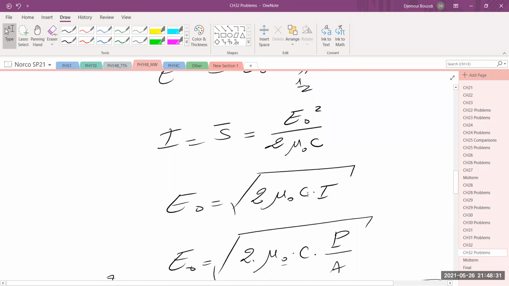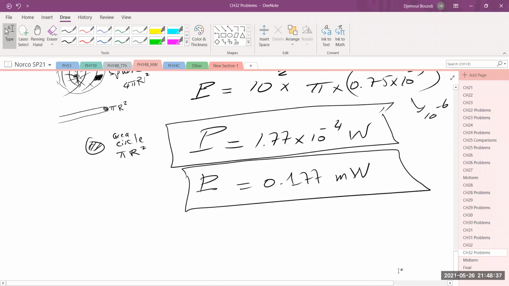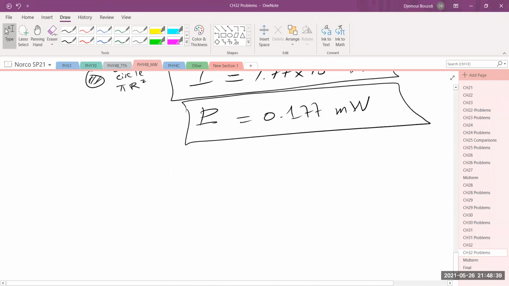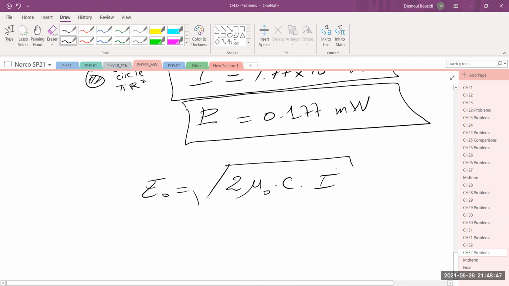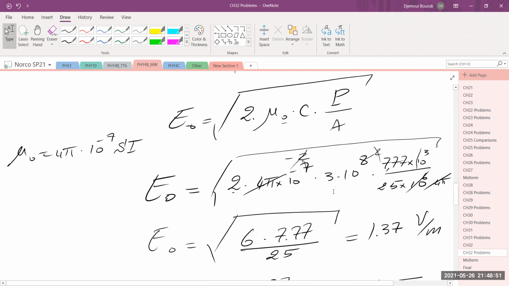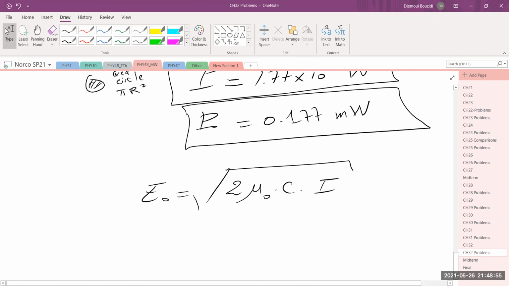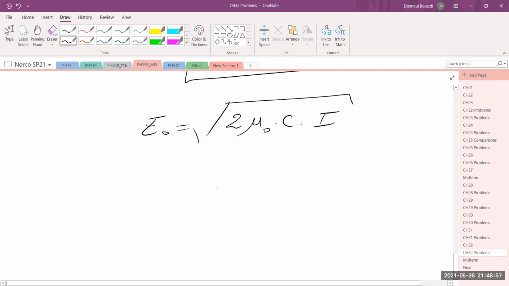c is 3 times 10 to the power 8, and mu naught is just 4 pi times 10 to the negative 7. From here, we're going to find the electric field, E naught, to be the square root of 2 times mu naught times c times I. We have everything for this problem now. Because we already started with I, let me remind you, I is the average Poynting vector. So all I have to do now is plug in the numbers.